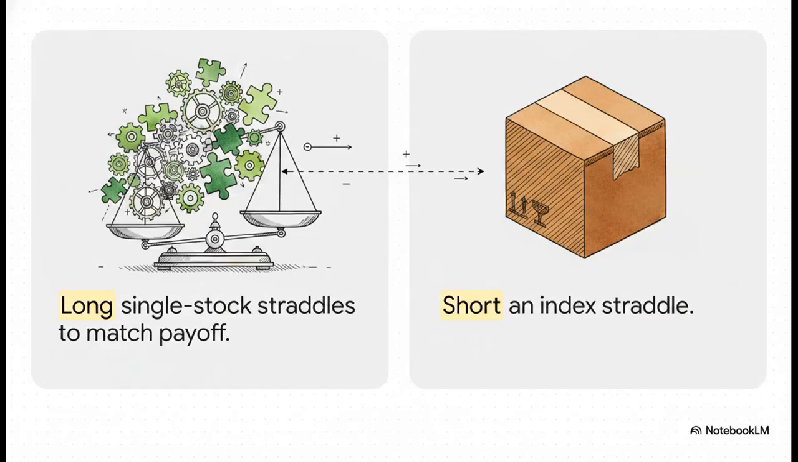To extract that mispricing, we set up a classic dispersion trade. On one side, we go long single-stock straddles for the components of the index. On the other side, we short an index straddle. But you have to be highly precise here. You can't just buy equal dollar amounts of everything. The weighting of your single-stock straddles has to be precision-engineered based on shares outstanding and the index level. This ensures your long portfolio perfectly matches the payoff profile of your short index position.